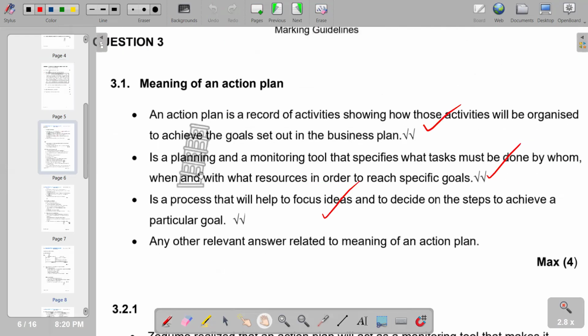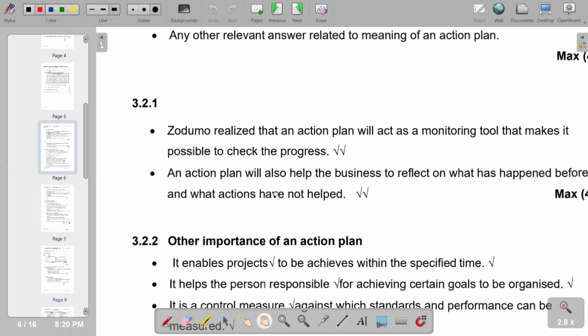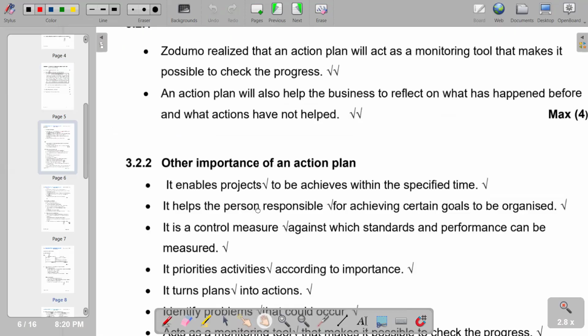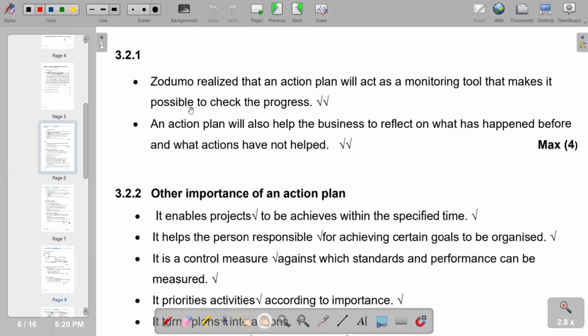So we've got a list of them in our section whereby we are saying, in terms of the scenario that we are given, that an action plan will act as a monitoring tool that makes it possible to check the progress. And also an action plan will help the business to reflect on what has happened before, what actions have helped and what actions have not helped. So that is the second part.